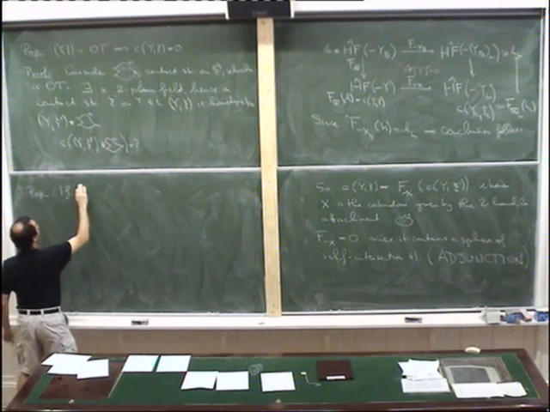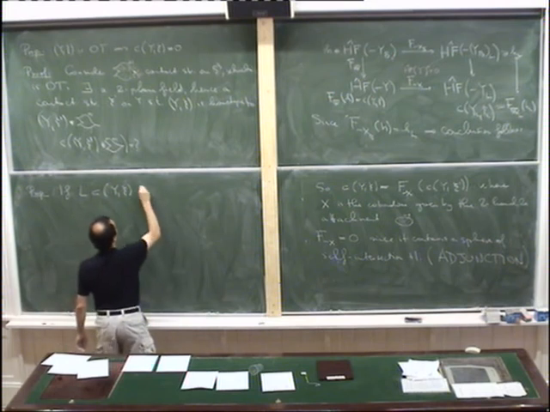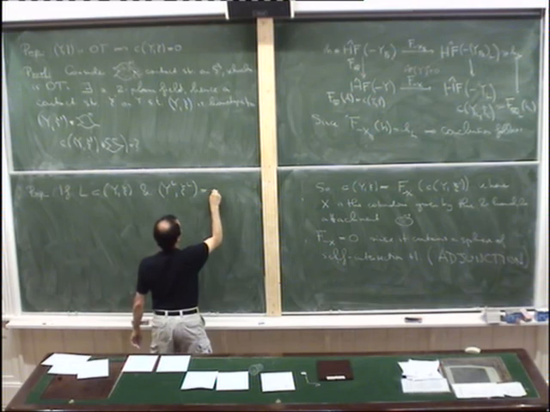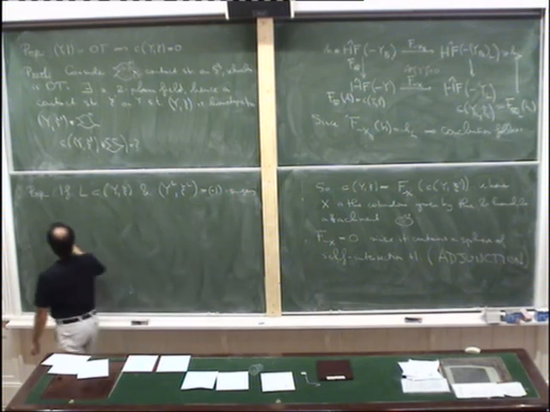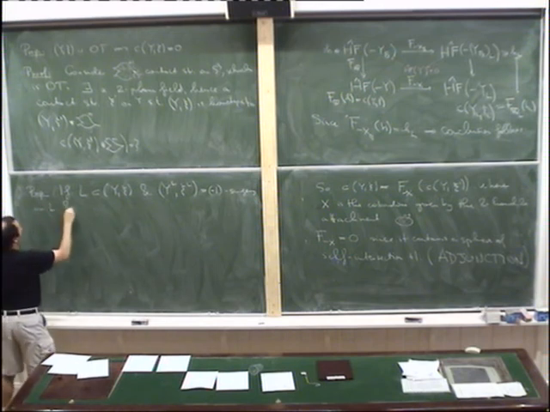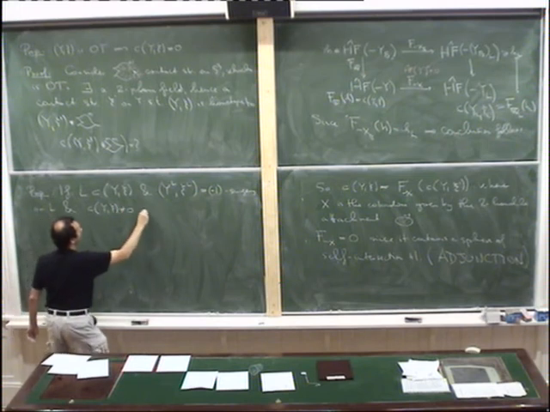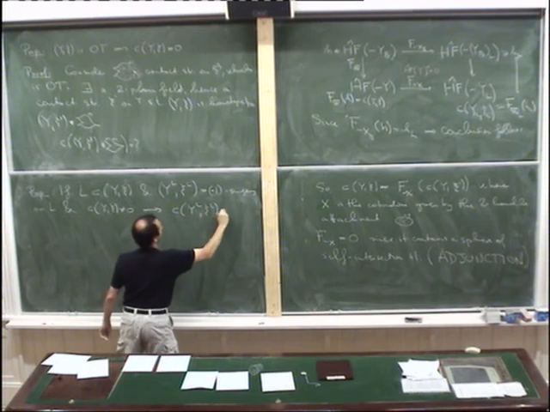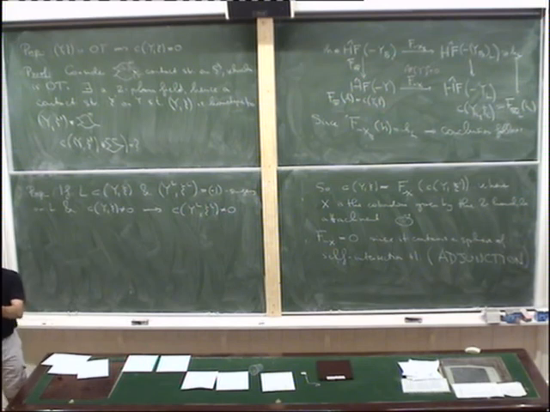If L is a Legendrian knot in (Y, ψ) and (Y_L, ψ_L) is given by contact -1 surgery on L, and c(Y, ψ) is non-zero, then c(Y_L, ψ_L) is also non-zero. So doing a -1 surgery cannot turn a non-zero element into 0.